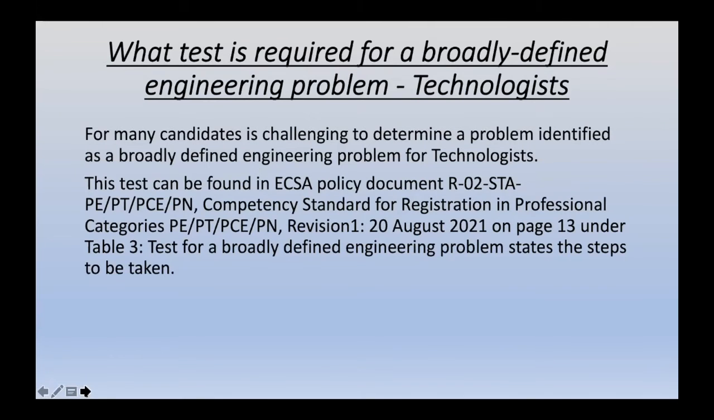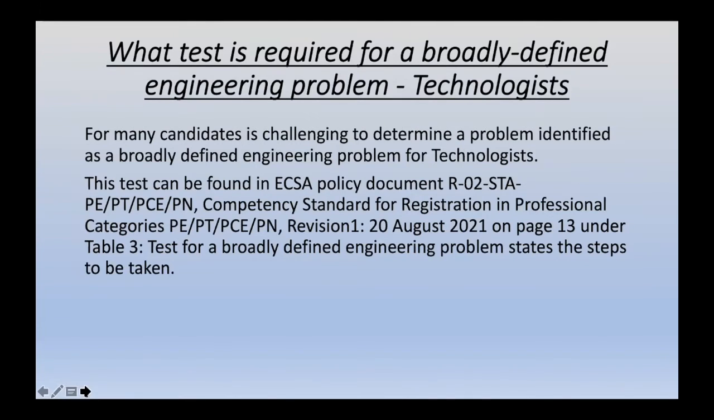Okay, now we're going to go to technologists. We finished the 11 outcomes for technicians. Now we're going for technologists. Now, what is required for a broadly defined engineering problem technologist? It is also the same document, the R02-STA-PE-PT-PCE, competency standard for registration in professional categories.